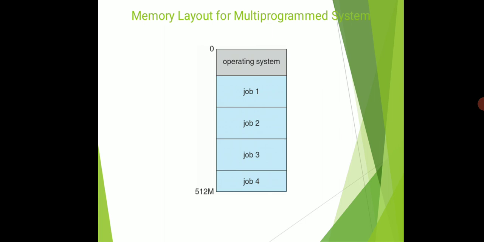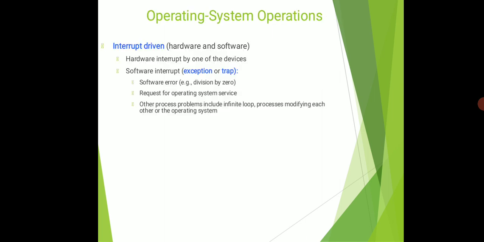Here is the memory layout for multi-programmed systems. We have the operating system. This operating system is at address 0 to 512M. It has lots of jobs. So this is the multi-programming system layout.